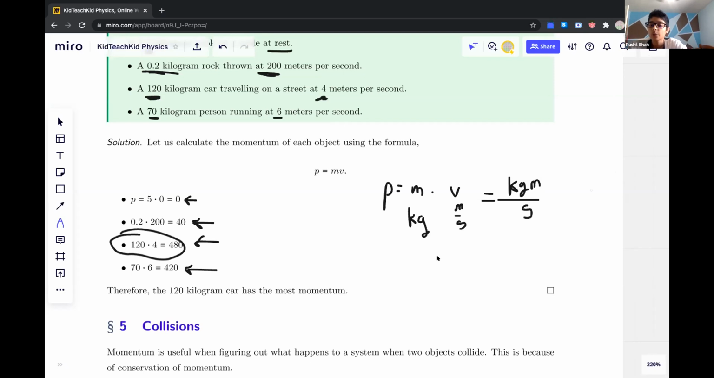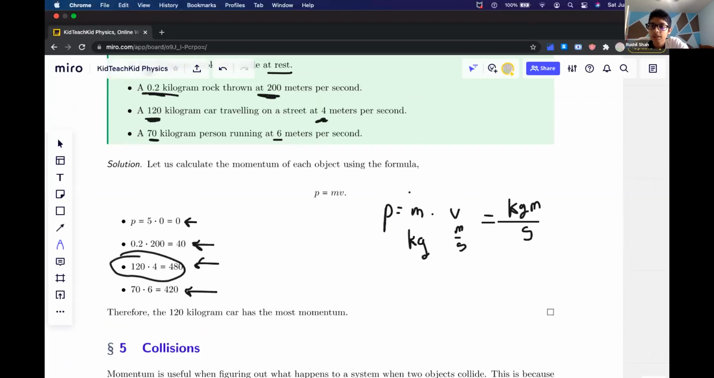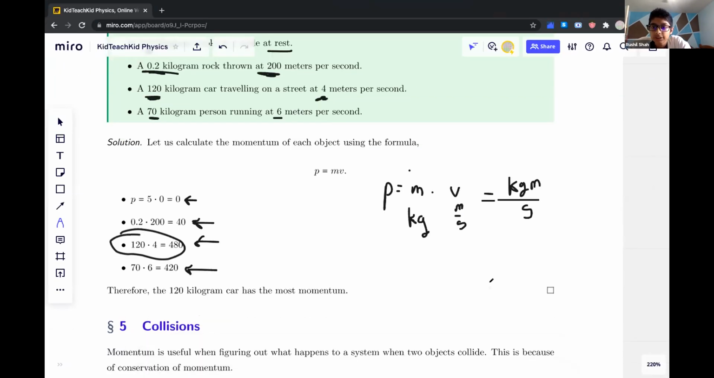All you have to do whenever you want to find the units of something is find the units of all of the other quantities and multiply them together. So in this case, the units of momentum will just be kilograms times meters per second, which is kilograms meters per second. Okay, so does anyone have any questions before I continue?